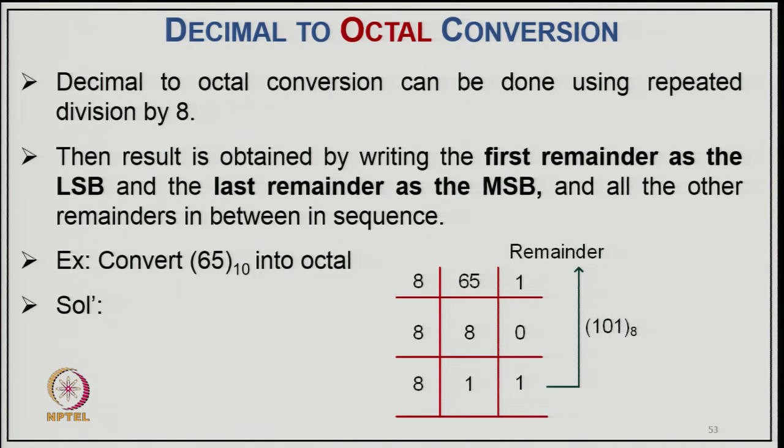So, convert 65 at the base of 10 into octal, and the solution is here. We divide 65 by 8, the remainder comes 1, then we divide this 8 by 8, so the remainder comes 0, and now we write this in sequence like 101 at the base of 8. So, that is how we convert decimal to octal. This is the same method as the second method we used for converting from decimal to binary. It is a more methodological or mathematical method that we follow commonly.